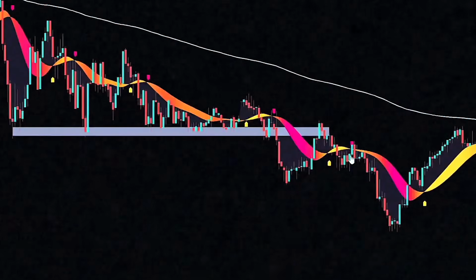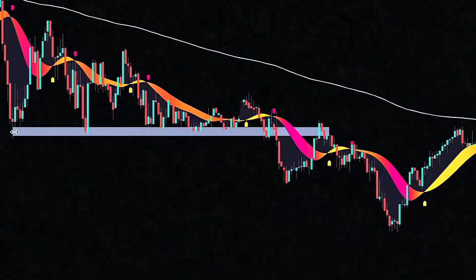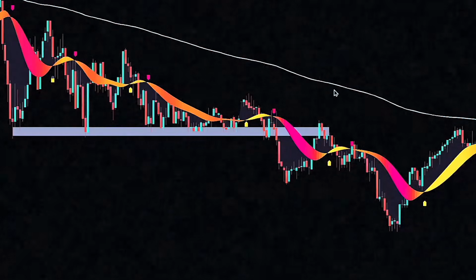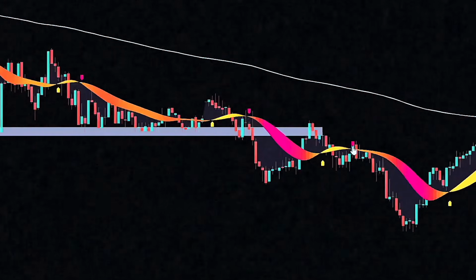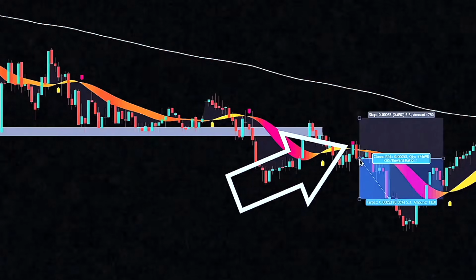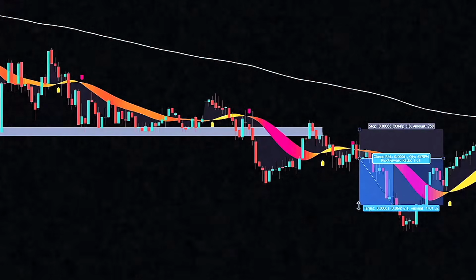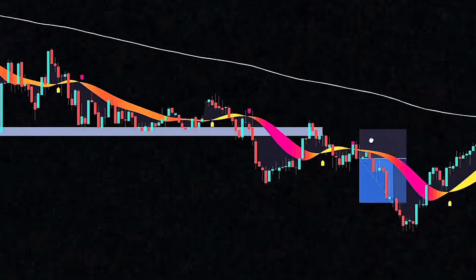For a short position, it's going to be the opposite. You identify a sell signal that was created just after a break and retest of a support level. You also want to make sure that the price is trading under the 200 EMA to confirm a bearish trend. Take a short position here with your stop loss above the most recent swing high, set the take profit at 1.5 times the risk, and it was profitable.